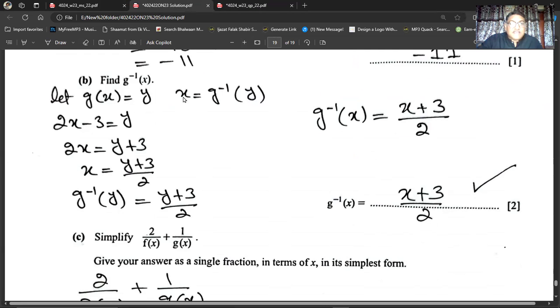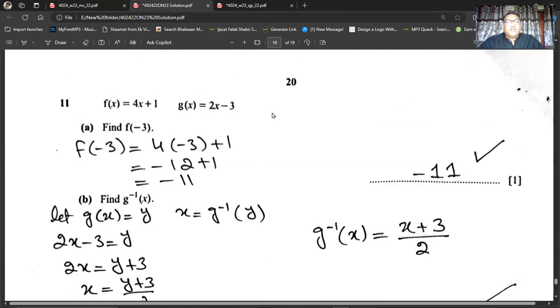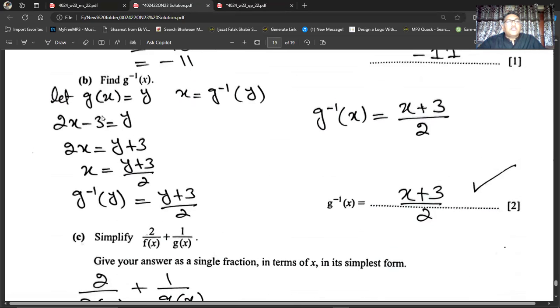Then that means x is equal to g inverse of y. Here in g of x equals y, in the place of g of x, I will put this formula. So in the place of g of x, I will write 2x minus 3 equals y, and then I will make x the subject of the formula. So 2x will be equal to y plus 3, and x will be equal to y plus 3, the whole thing divided by 2.